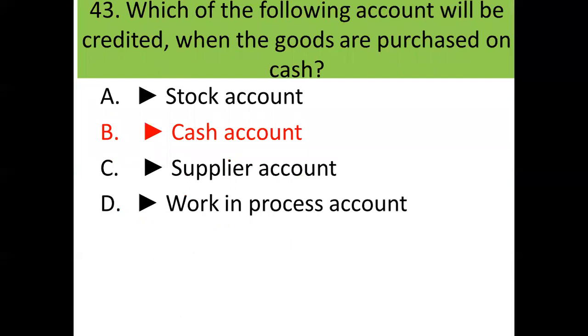Which of the following accounts will be credited when the goods are purchased on cash? As it is a cash purchase, we have to credit the cash account. When it is a credit purchase, we have to debit the purchase account. And a stock account doesn't exist. Instead of a stock account, when we purchase inventory, we use a purchase account.